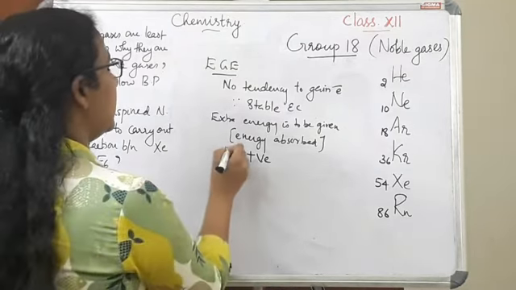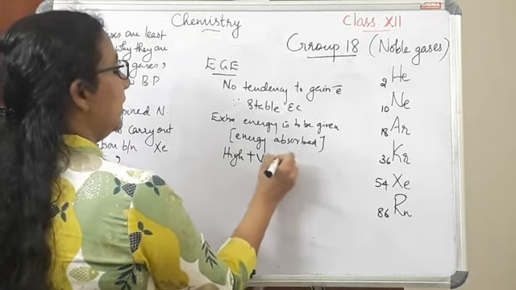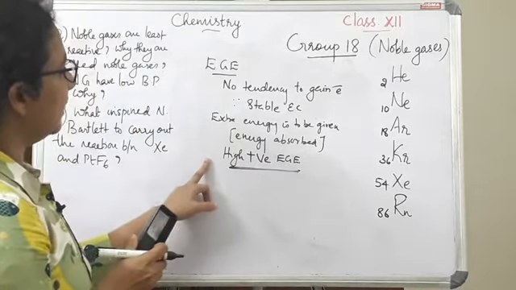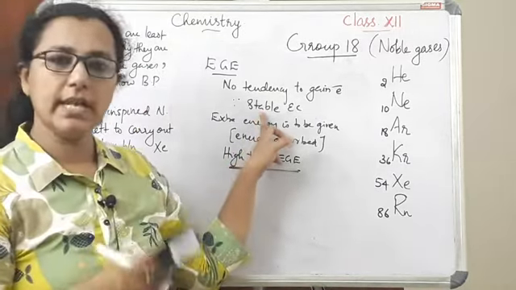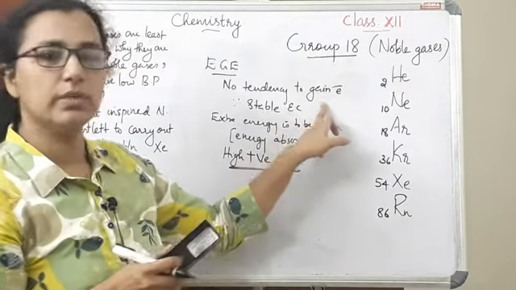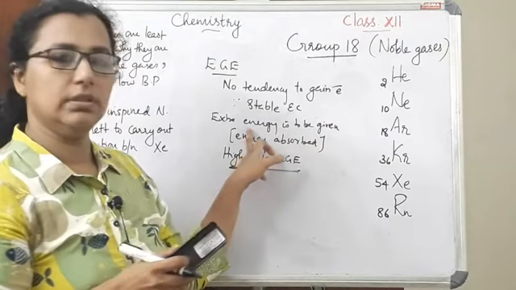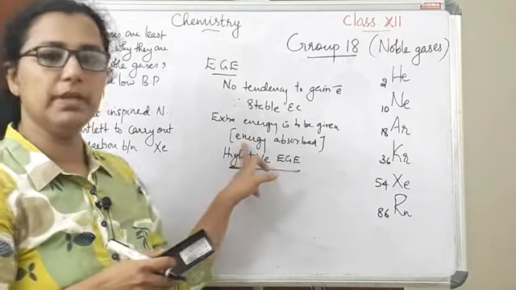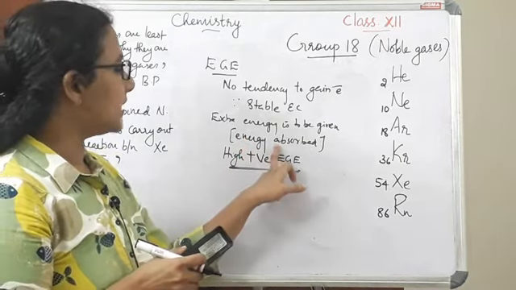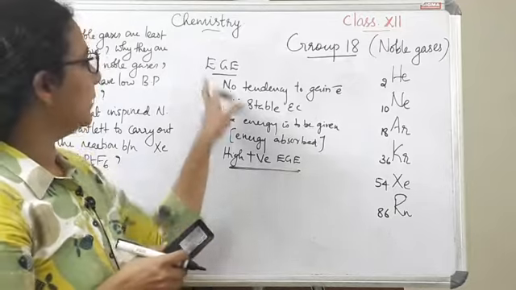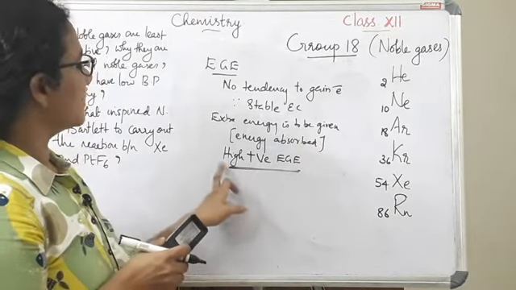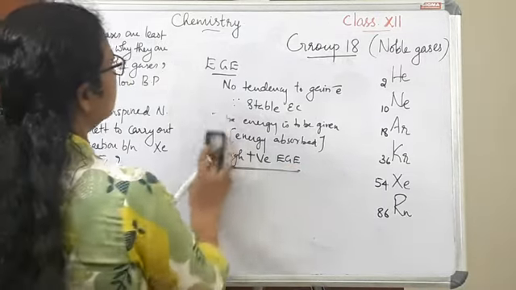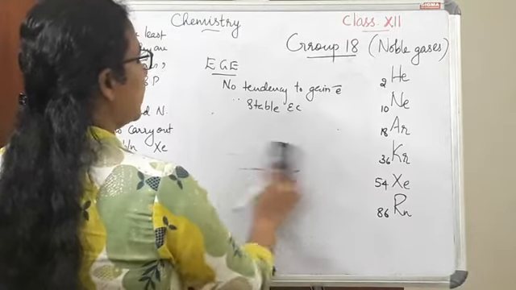So we can say it is a high positive electron gain enthalpy for noble gases or group 18 elements. Since it has a stable electronic configuration, there is no tendency to gain electrons. But if we need to give an electron to the atom, we should supply some extra energy, that means energy should be absorbed. So electron gain enthalpy will be a positive value. There is high positive electron gain enthalpy for group 18 elements. Now let us see the physical properties.